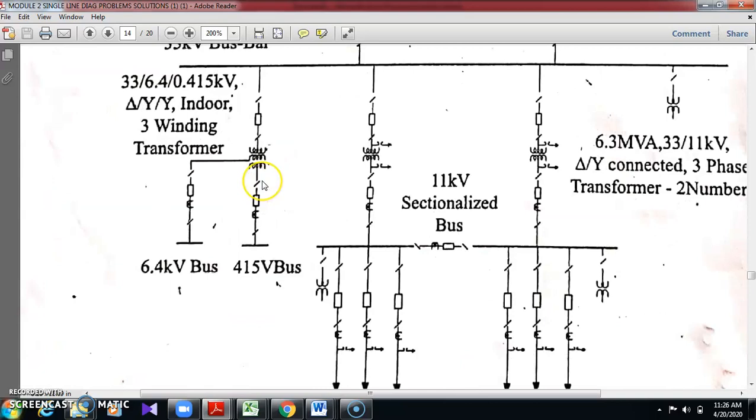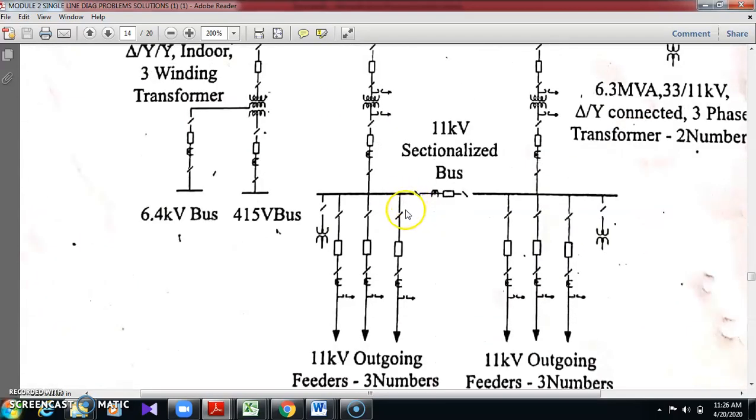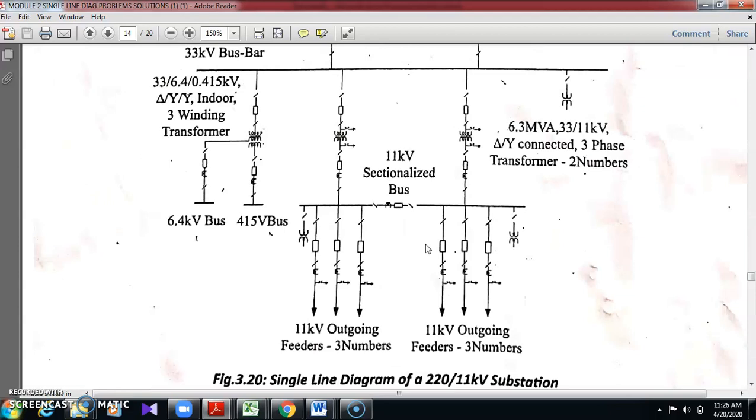So 3 steps: one is 220 to 33, 33 to 11 kV, and from 11 kV, 6 outgoing lines which are equally distributed. Getting?